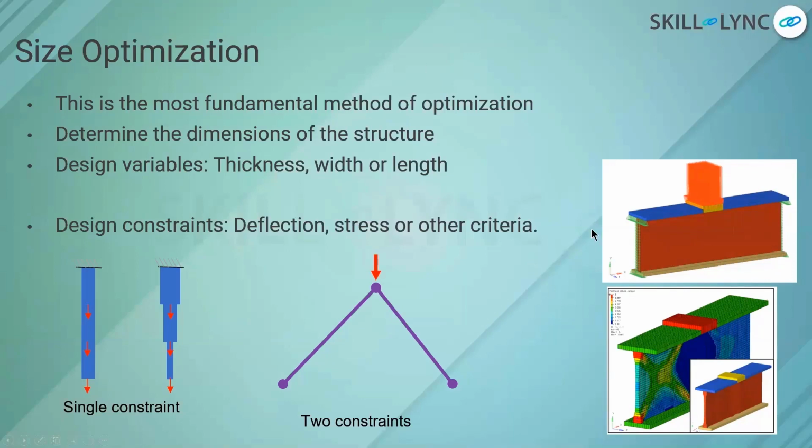So in this optimization, what we are doing is we are determining the sizes of the members. That is why it is called the size optimization. We're not changing the shape, we're not changing or distributing the material any differently. So this is a standard size optimization that we do even in conventional analysis approaches.